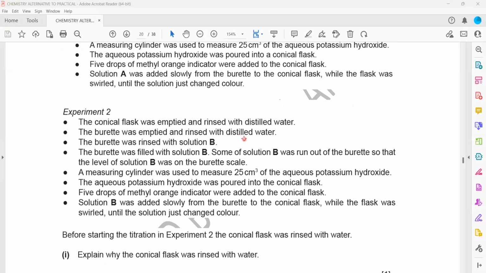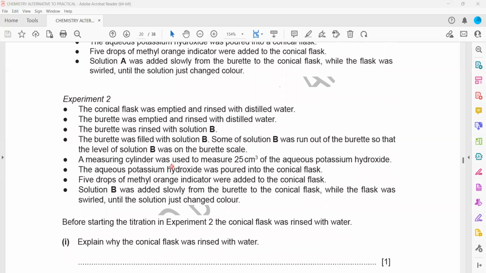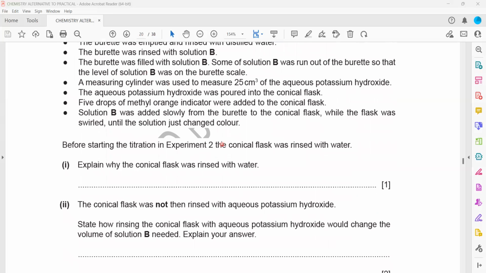Then the conical flask was emptied and rinsed with distilled water. Then the burette was emptied and rinsed with distilled water. Then the burette was rinsed with solution B, and then the experiment is done in the same manner.